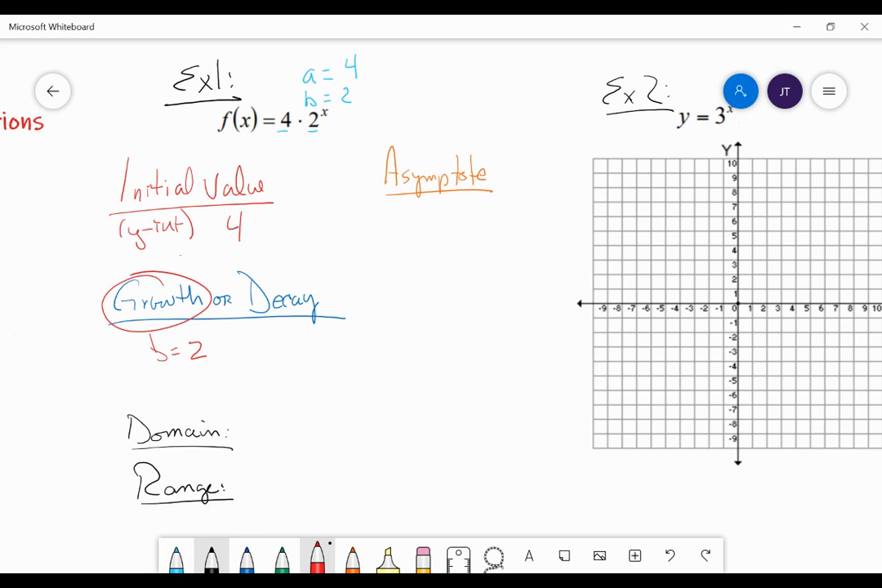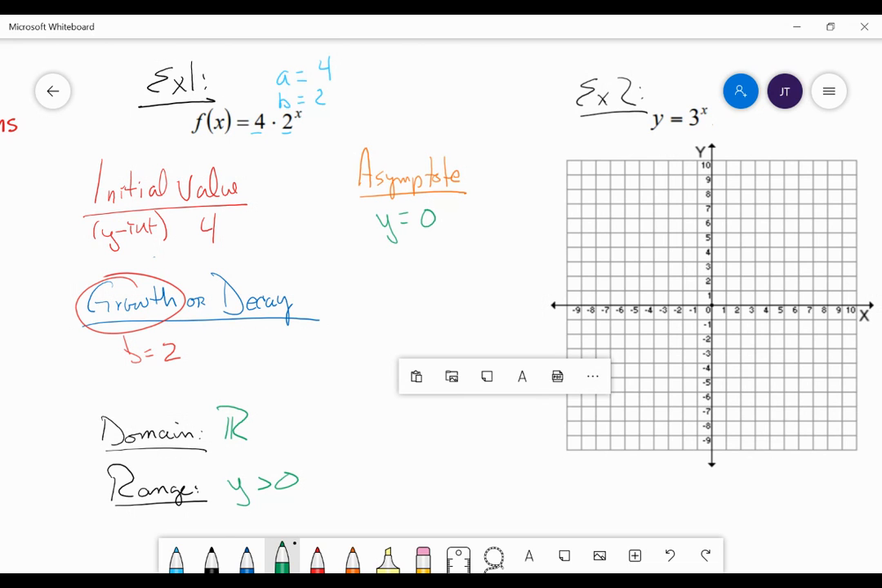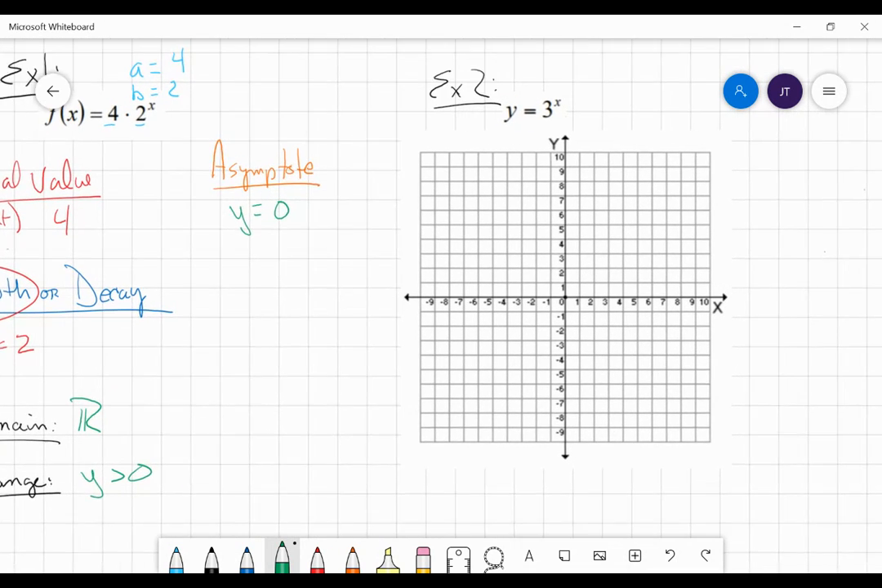All right, so now we look at domain and range. Domain is all real numbers. And your range for this one is going to be y is greater than 0. And then we'll explain that a little bit more on the graph. Now here, your asymptote is y equals 0. And we'll explain that more on the graph too. A lot of the ones you have will probably be y equals 0, but we'll let you actually see that on the graph.